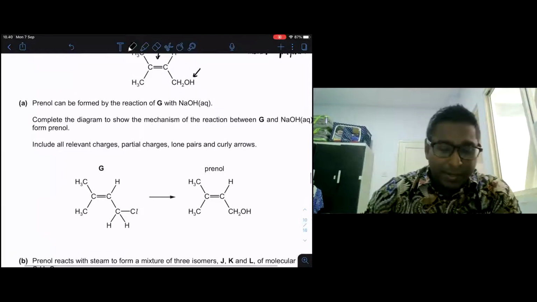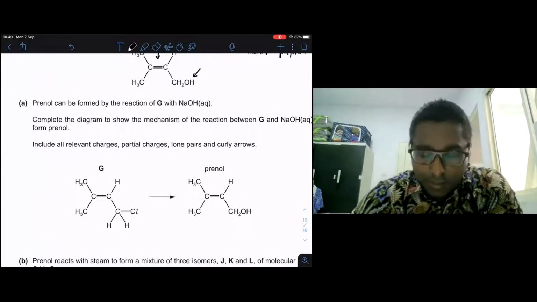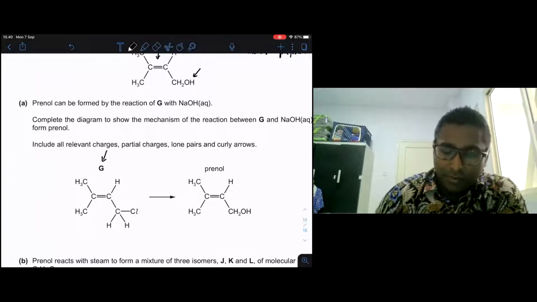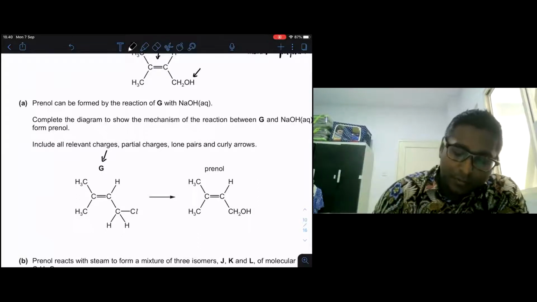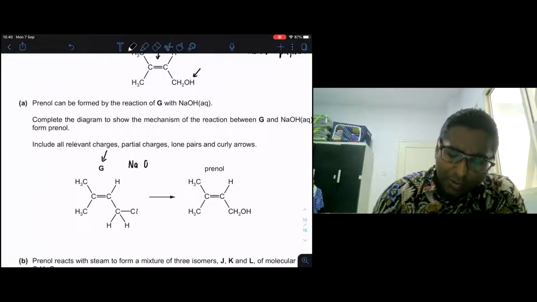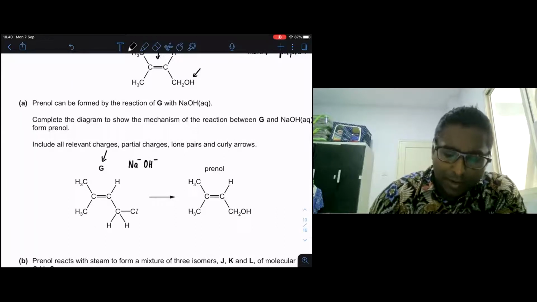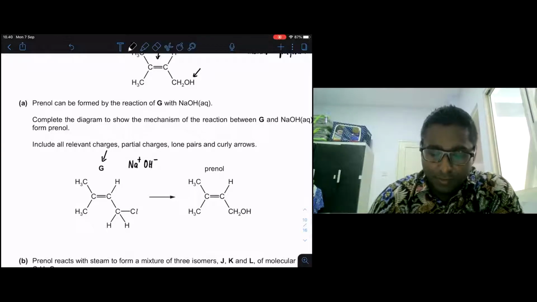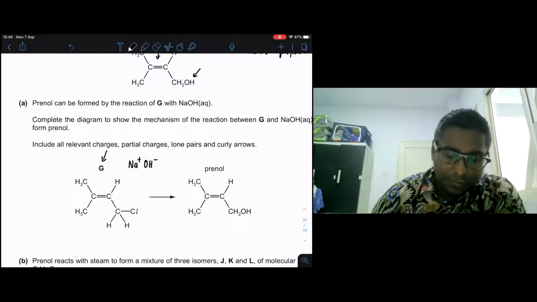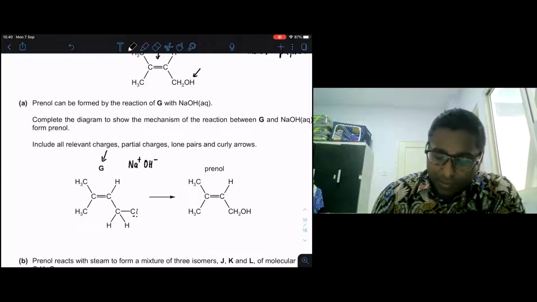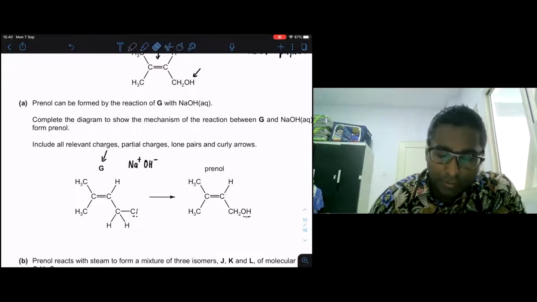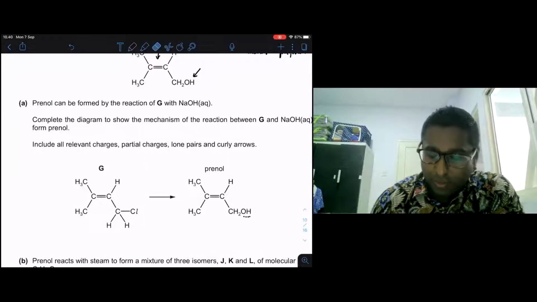They say that prenol can be formed by the reaction of G with sodium hydroxide. So this is G, and this G is going to react with sodium hydroxide. I want to find out what the mechanism is for this reaction of this compound, which is a halogenoalkane. You see the Cl is going to be changed into OH. So I need to write down the mechanism of the reaction that is going to happen over here.